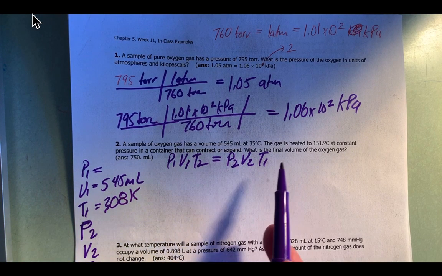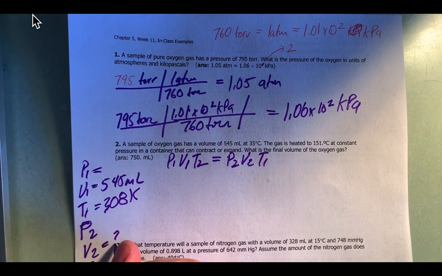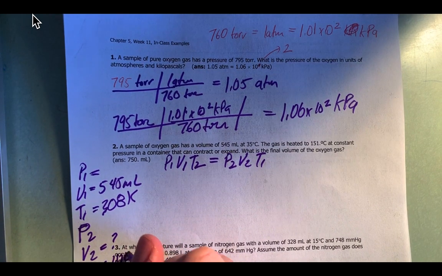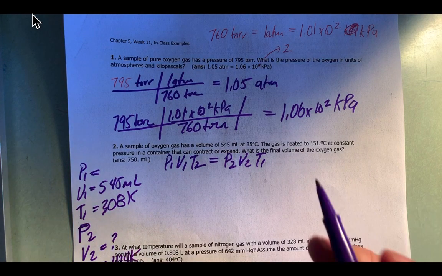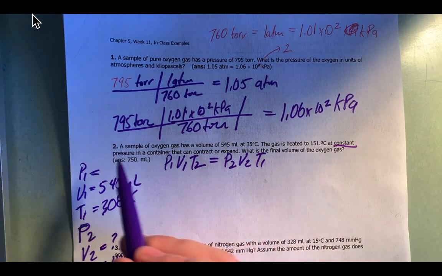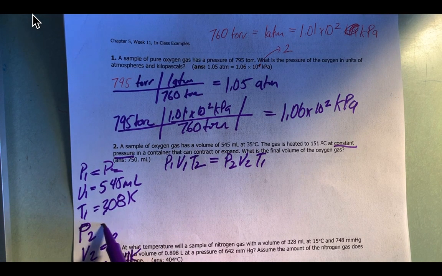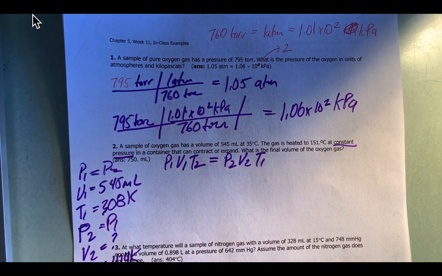And then it asks me, what is the final volume? And so I know that's going to be my unknown. And then what's that final volume at this other temperature? 151 plus 273 gives me 242 Kelvin. And it says at constant pressure. So P2 and P1 are equal to each other.